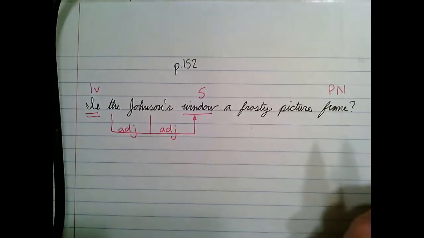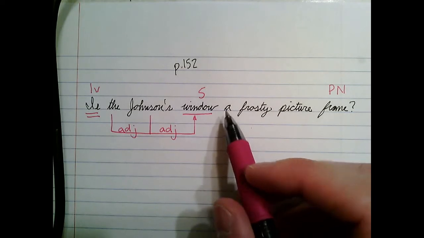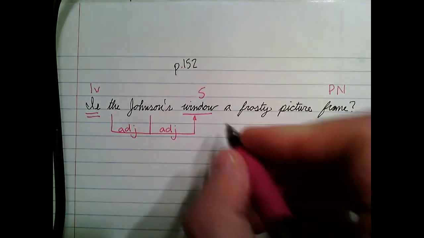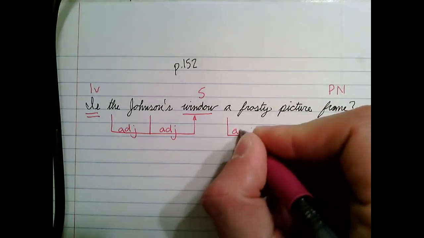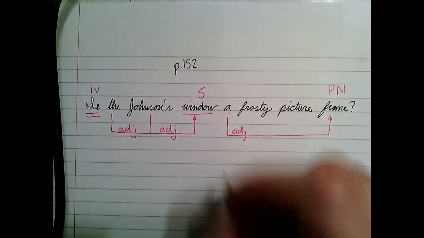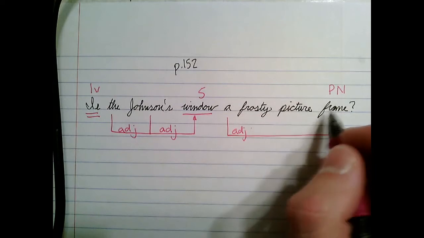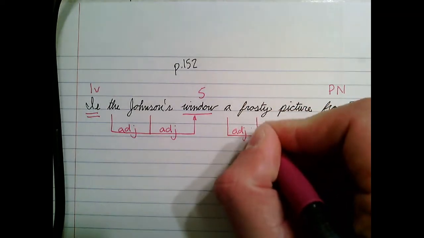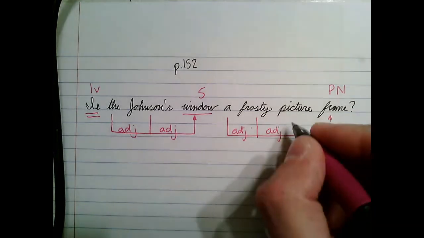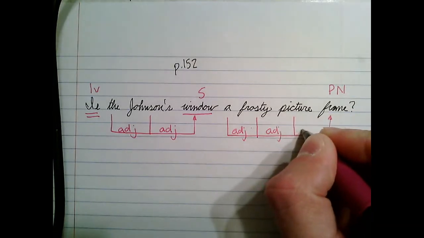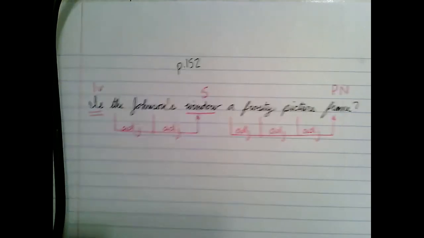A is talking about how many or which one. A what? Is it a frame? So a is an adjective saying how many frames? A frame. It's not multiple frames. Frosty would be what kind of frame? So frosty frame. And actually picture as well would be what kind of frame? It would be a picture frame.